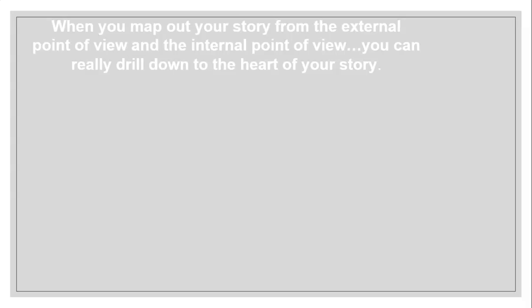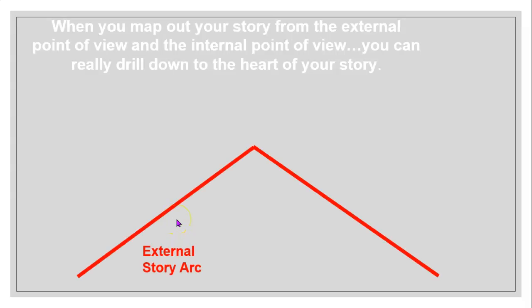So when you map out your story, your personal narrative, from the external point of view, you start with the outside events, what physically happened. Then you go from the external point of view to the internal point of view, what the character was thinking or feeling at each of those moments. You can really drill down to the heart of your story, what the lesson is or the emotional impact is, the beating center of your story. So you always start with an external story arc.